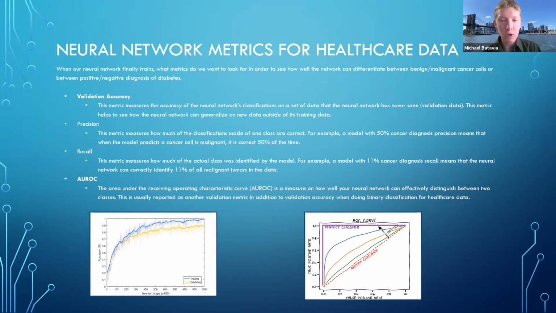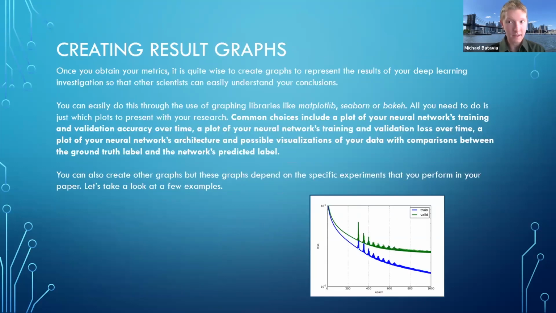And that's a measure of how well your neural network can effectively distinguish between two classes. So can a neural network effectively distinguish between benign tumors and malignant tumors? Well, you answer that by finding the area under the ROC curve. And you can actually plot this ROC curve, and the better your classifier, the more it's going to lean to the top left.